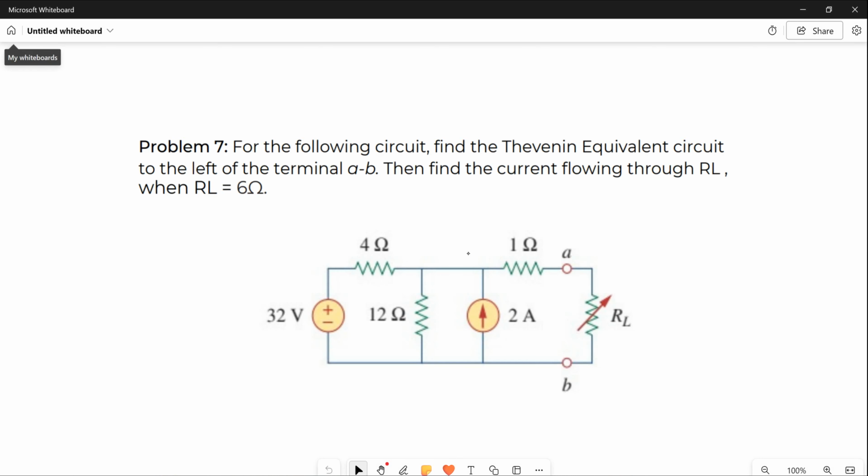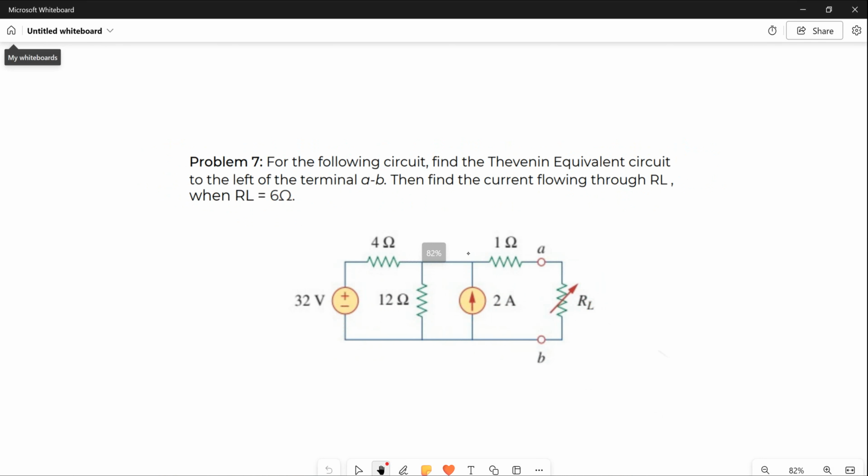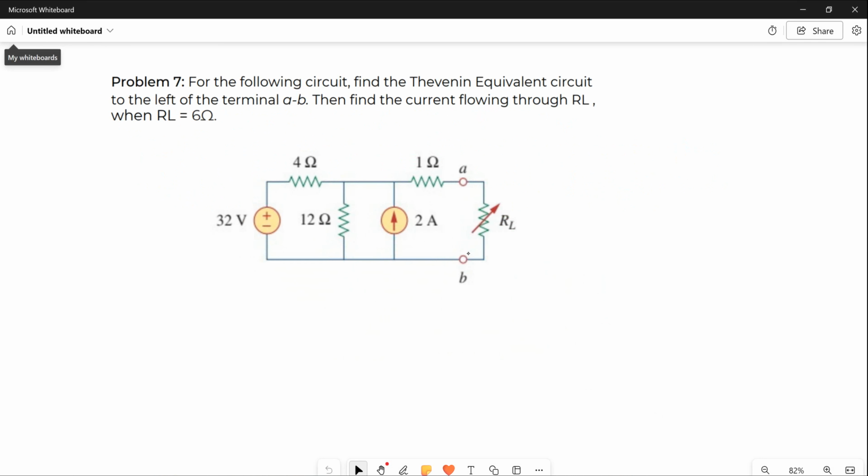We're not going to work out the entire problem, but it says, for the following circuit, find the Thevenin equivalent circuit to the left of terminals A and B, and then find the current flowing through RL when RL is 6 ohms. Well, to find the Thevenin or Norton resistance, keep in mind that the Thevenin resistance is always equal to the Norton resistance.